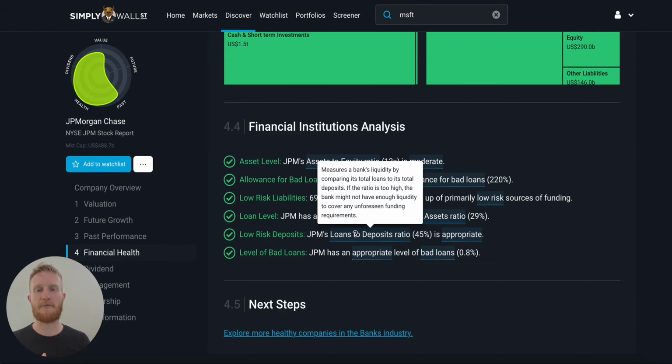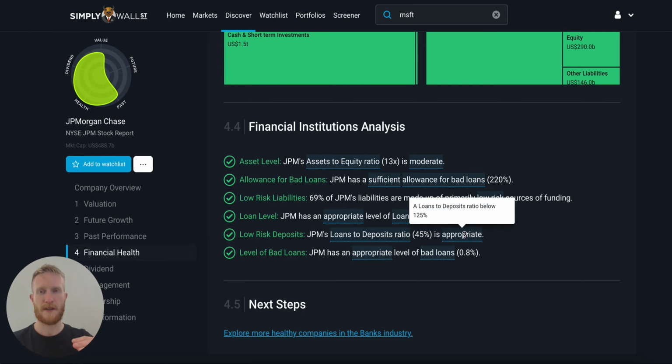So it can account for any unforeseen funding requirements with its deposits if it really needs to. But if it's incredibly leveraged, where it's got so much more, like say it's got 200% loans compared to its deposits, that's a situation where if there are any unforeseen circumstances, it can't use these low risk deposits to help itself. So that means it's overstretched. But in this case, it's not. So it's got 45%, which is great, but we typically want to see anything below 125%, because that's a pretty good level of coverage if it's only a little bit above its level of deposits.